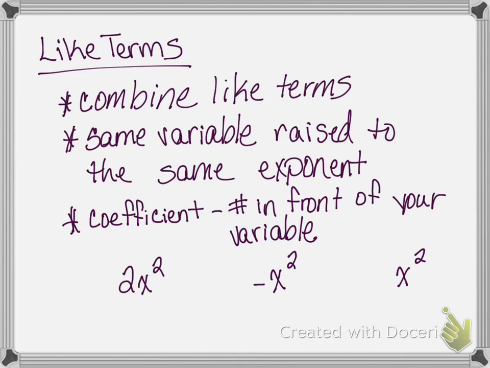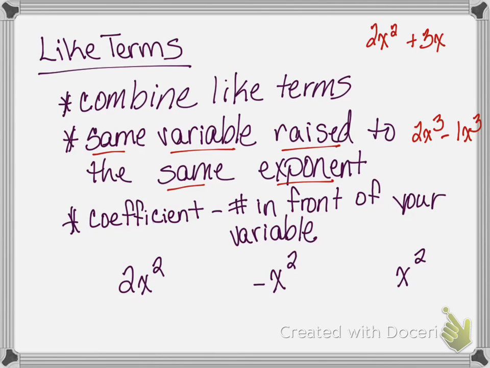So if I have something like 2x squared plus 3x, even though my variable is the same here, these are not like terms because they are not raised to the same exponent. To be a like term, it has to be the same variable and it has to be raised to the same exponent. So 2x to the third minus 1x to the third, those are like terms because they are raised to the same exponent.